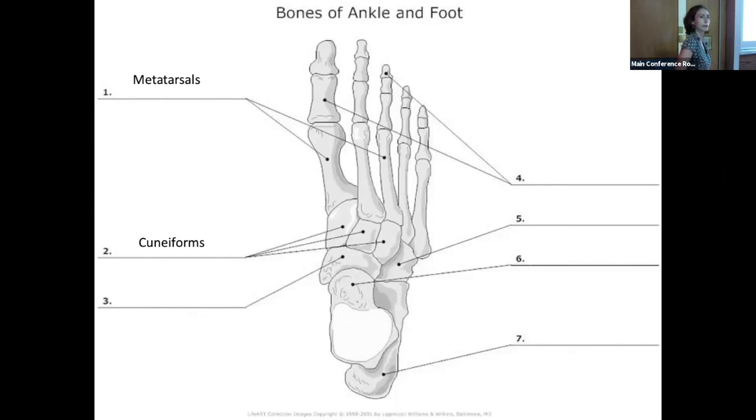It looks like a boat, yes. Navicular. So this is your navicular. And what about number four? Phalanges. Yeah, those are your phalanges. And number five? Cuboid. Right, so that's on the lateral aspect. And then number six? And finally, that's going to be your calcaneus, right? So again, just remember there's three cuneiforms. They're on the medial aspect. Your navicular looks like a boat, and the cuboid looks like a cube.